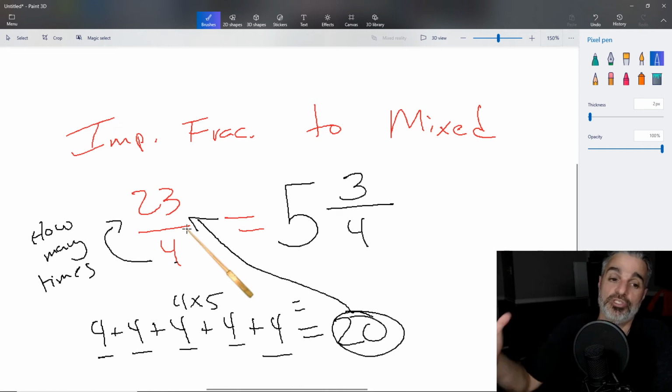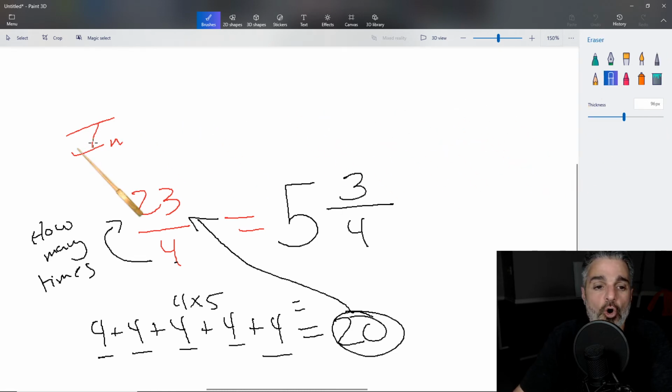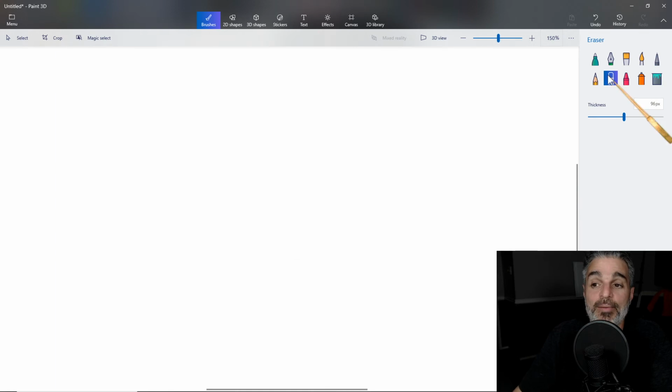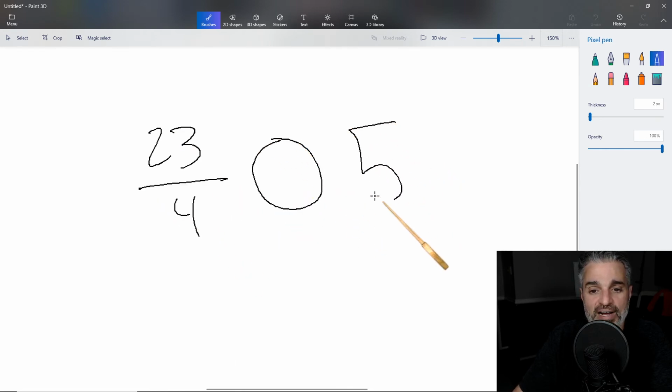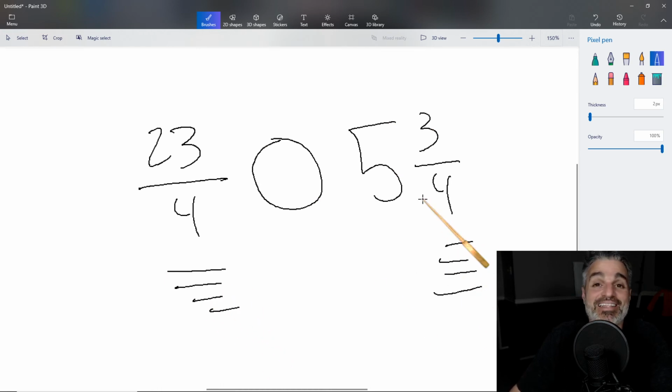Okay, now we changed from improper fraction to mixed fraction. And remember, guys, the whole point about knowing how to do all of this is to be able to compare fractions. Because if we're given, for example, 23/4, compare it to 5 and 3/4, if we're given this on a question, we cannot compare this to this, because they're not the same type of fraction. This is an improper fraction and this is a mixed number.